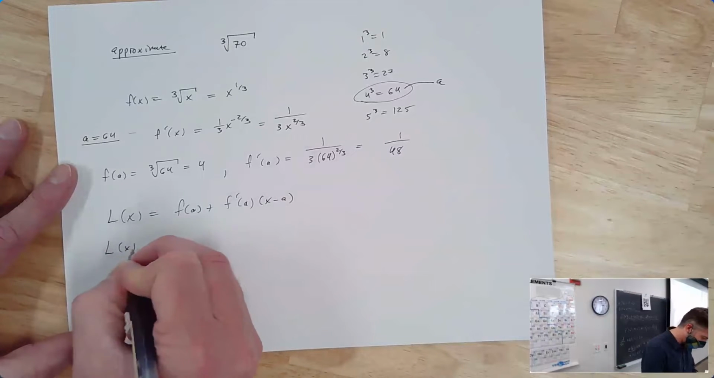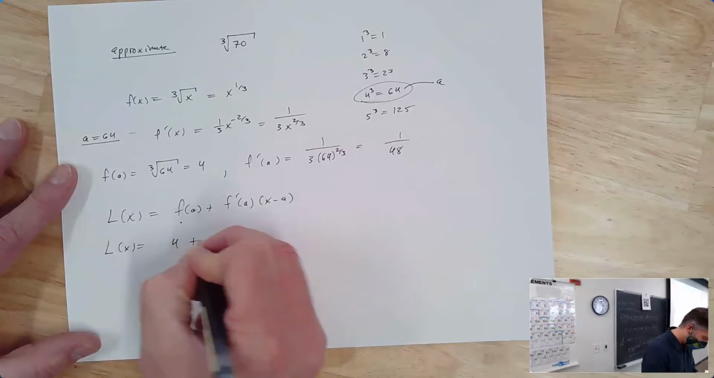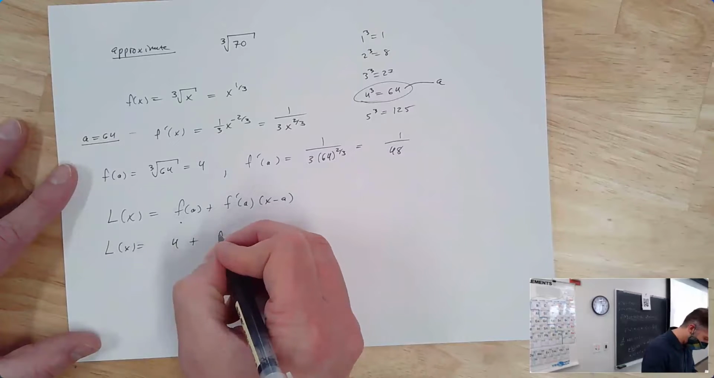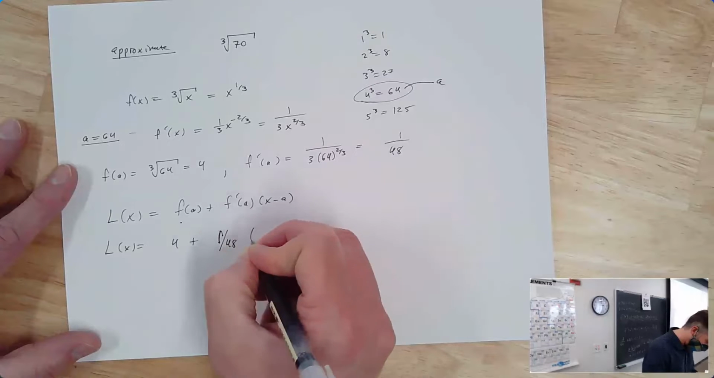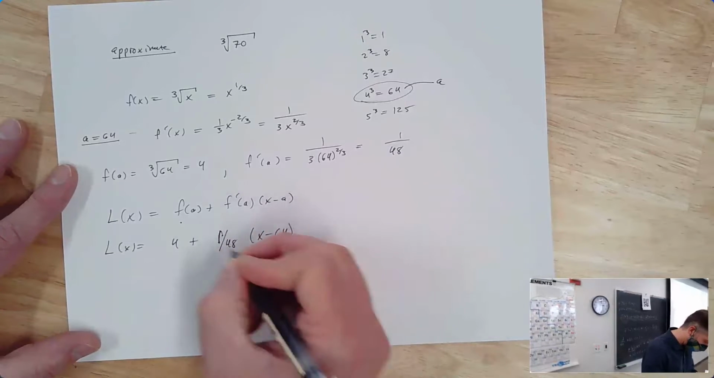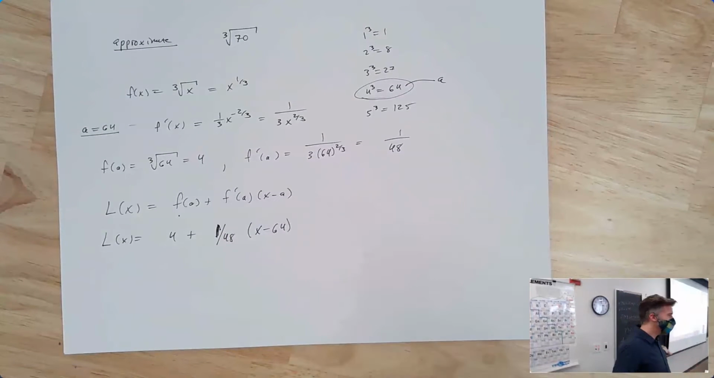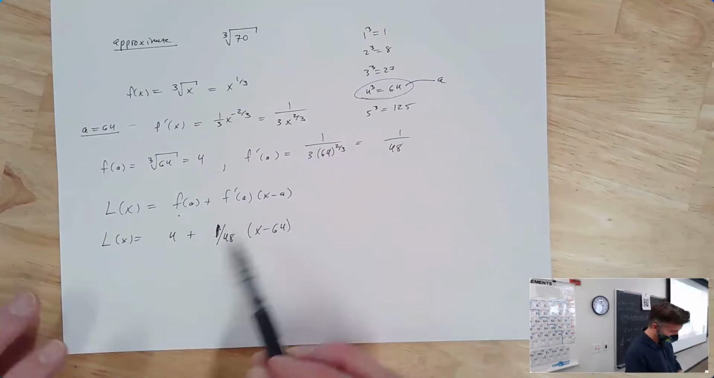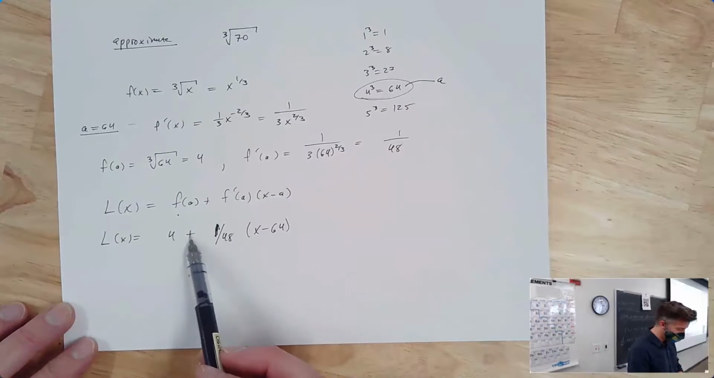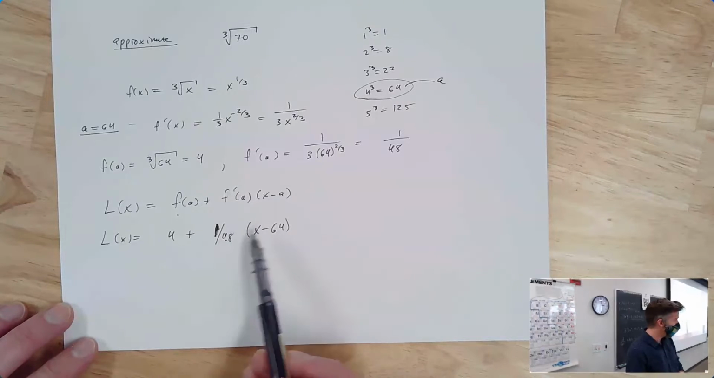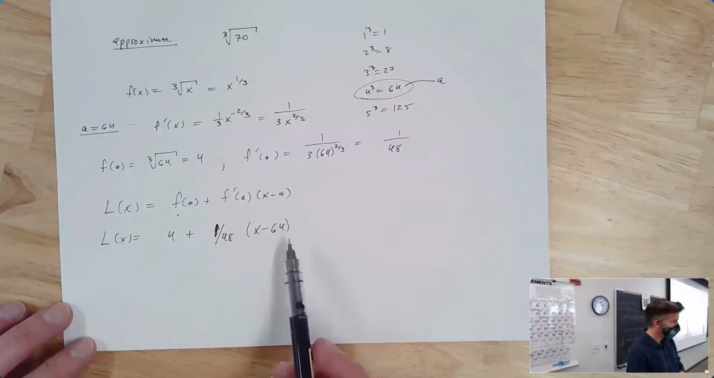So we're going to have L of x is going to be f of a, which is 4, plus f prime of a, which is 1/48, times x minus 64. Here's the thing you should notice. The cube root of 70 shouldn't be a whole lot bigger than 4. The cube root of 64 is 4. The cube root of 74 is a little bit bigger than that. This coincides with that, right? If we plug in 70 here, we're going to get 4 plus a little bit more, 1/48 times a smallish number.